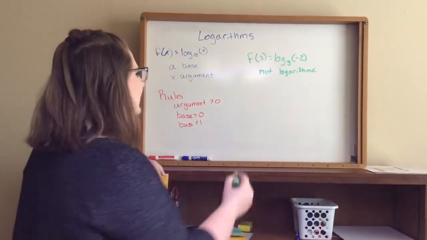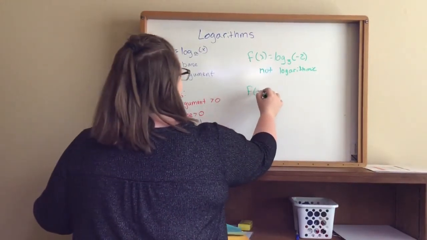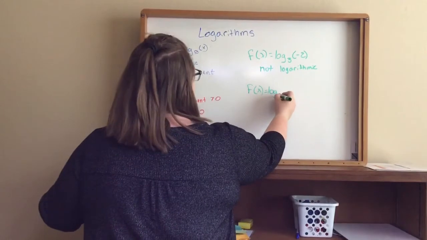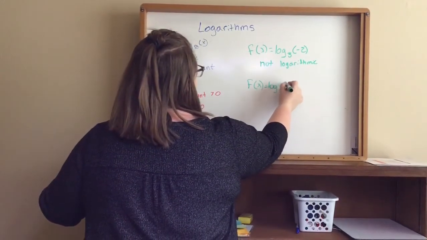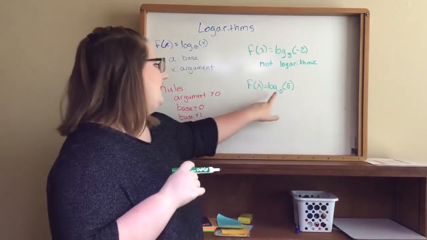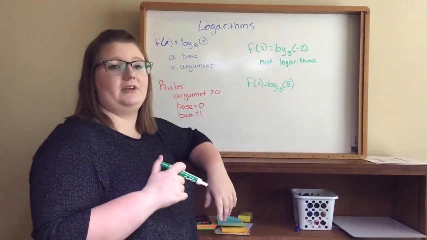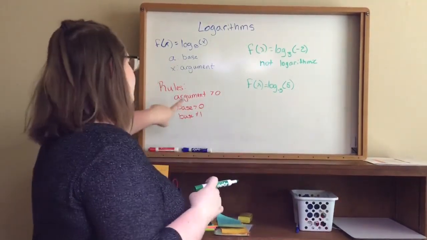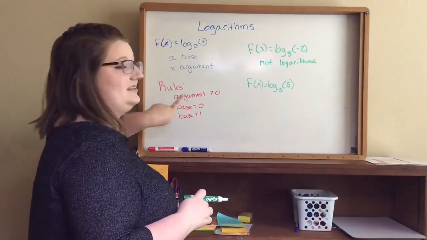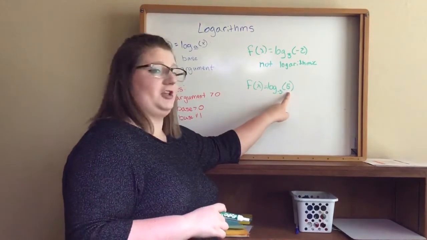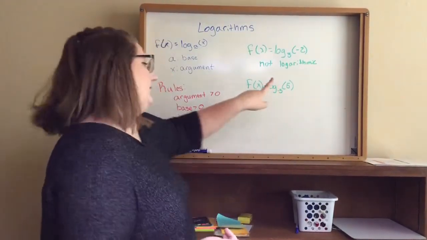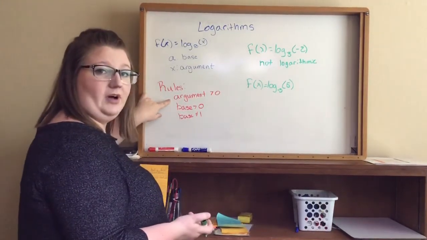All right, so our second example, let's look at f of x equals log base negative 3 of 5. All right, so log base negative 3 of 5. So looking at this function, going through our rules, our first rule is that our argument has to be greater than 0. Well, in this case, our argument, which is what's in parentheses, is 5, and 5 is greater than 0. So we're good for rule number 1.